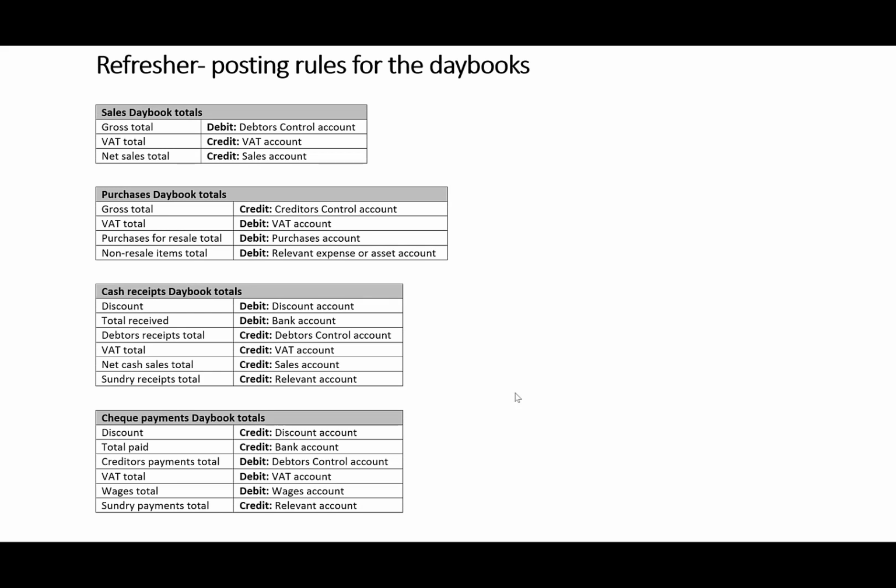You should all recall that when you filled out the various day books, so you filled data into the sales day book and the purchase day book, receipts and payments, and then you totaled up all the columns. So in the sales day book you totaled up the gross column, the VAT total column, the net sales column, and then these rules here were used to determine what to do with the various totals. So the gross total of the sales day book was debited to debtors control account, credit to VAT account, credit to sales account for the net, and so on and so forth.